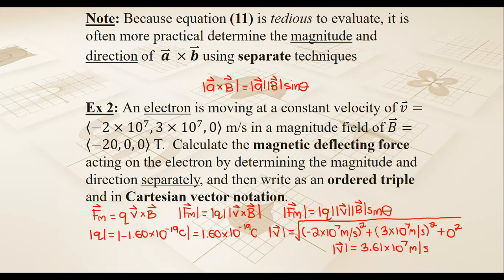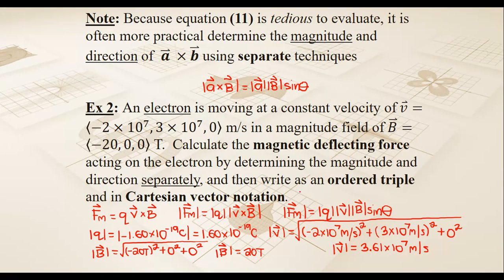Okay, and then let's also calculate what the magnitude of B is. Well, that's easy. The magnitude of B only has one component, so it would just be 20 Teslas. Now, if you wanted to show the work, you could: negative 20 Tesla squared plus 0 squared plus 0 squared, and then take the square root of that. And this would give you your magnetic field, which would just be equal to 20 Tesla.